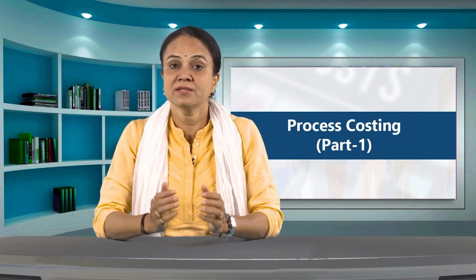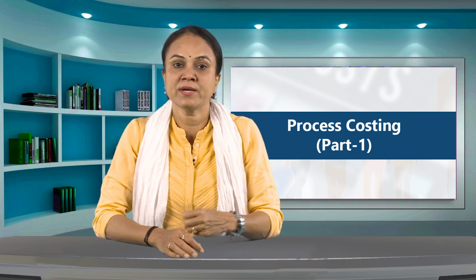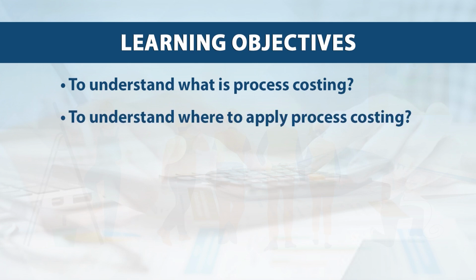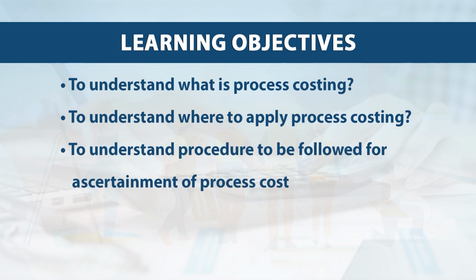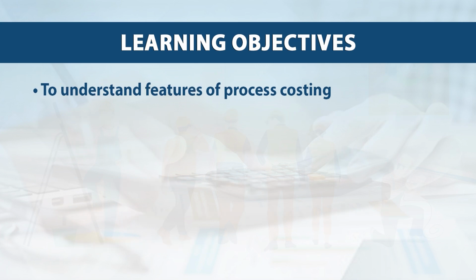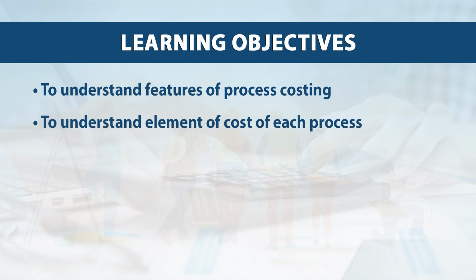The learning objectives of this part 1 are: number 1, to understand what is process costing. Number 2, to understand where to apply process costing. Number 3, to understand procedure to be followed for ascertainment of process cost. Number 4, to understand difference between job costing and process costing. Number 5, to understand features of process costing. Number 6, to understand elements of cost of each process.